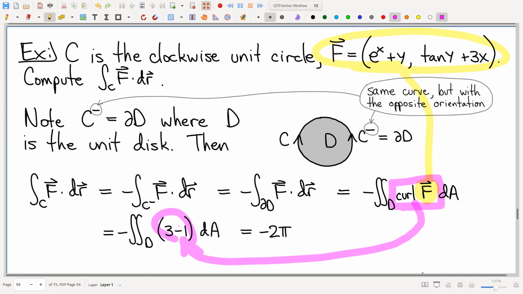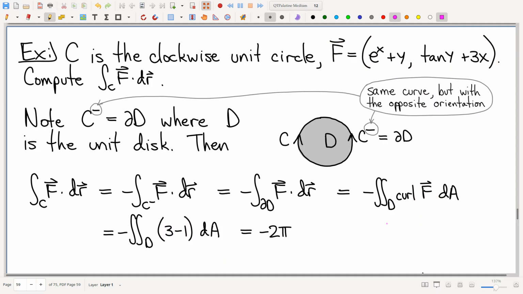And so not only have we transformed the question from a line integral into a double integral, but we've transformed it into a question which is a super easy double integral. It's the integral of a constant over a garden variety geometric shape, an easy integral and victory. Everybody see what happened there? Questions?